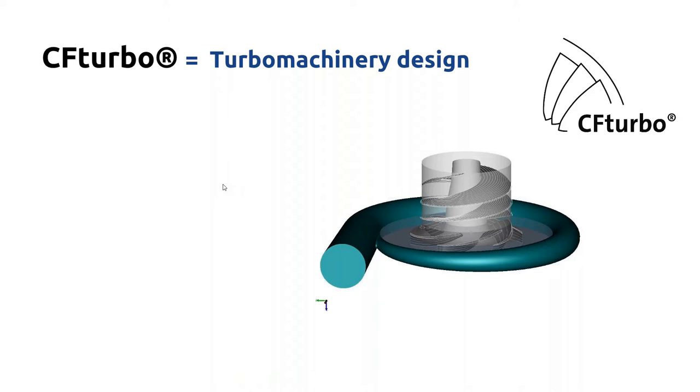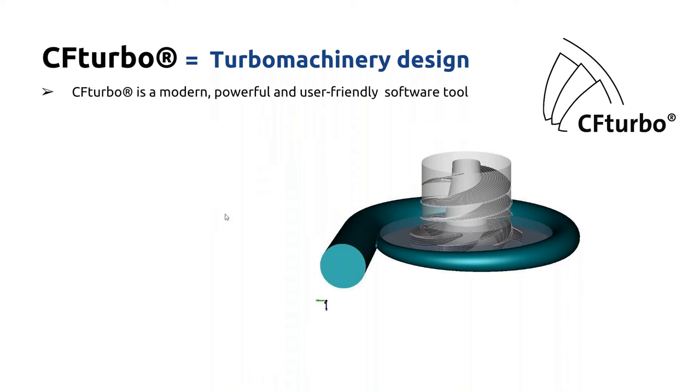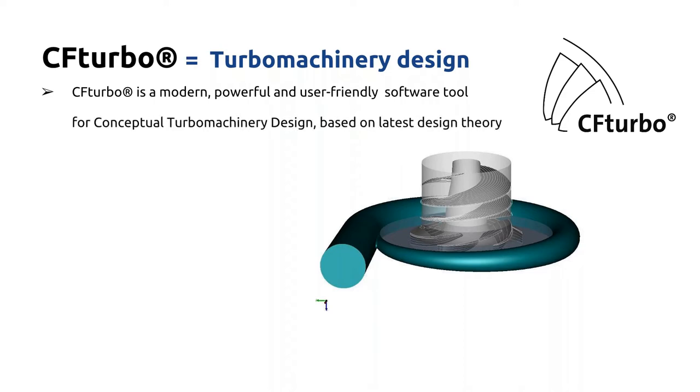CFturbo is a German-based company with offices in Dresden and Munich. We produce our main product, that is a special CAD software called CFturbo. And that is a modern and powerful software tool for the design of turbo machinery and all its components. And we call it conceptual design because it starts with a design point rather than with geometric information. Right now, we have something like 200 active clients globally.